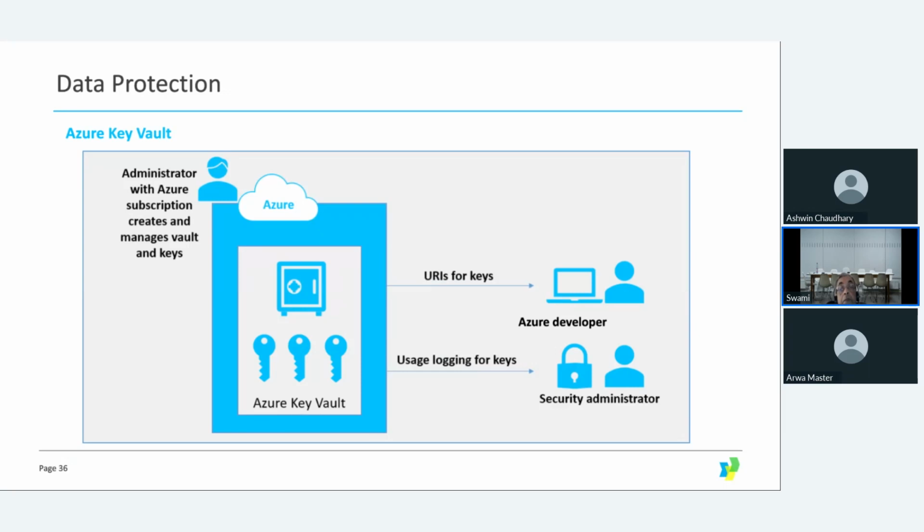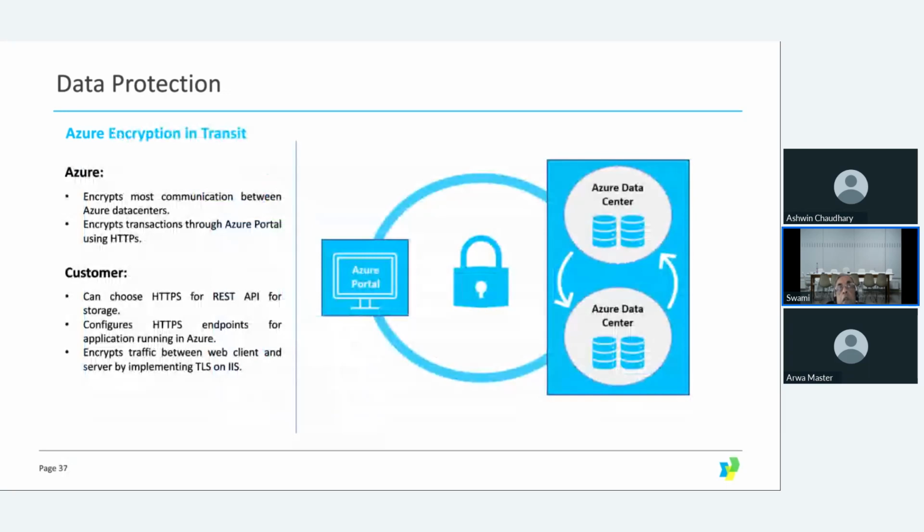Now, the next one is that data needs to be encrypted and kept in the environment. Whenever you transfer data between sites, between data centers and so on, it all needs to be encrypted and sent. So we will use HTTPS connectivity between the sites, and we also need to use the REST API for storage requirements, anything that we want to do. And we'll also encrypt the traffic between web client and server by implementing TLS on IIS. This is how data in transit is protected, as shown here. You can use the Azure portal for that, and we can also use the Azure encryption features.